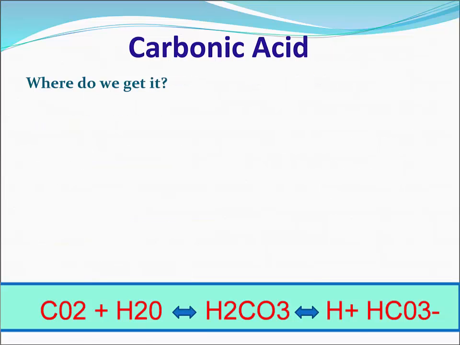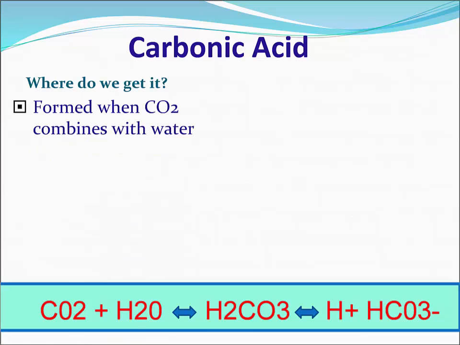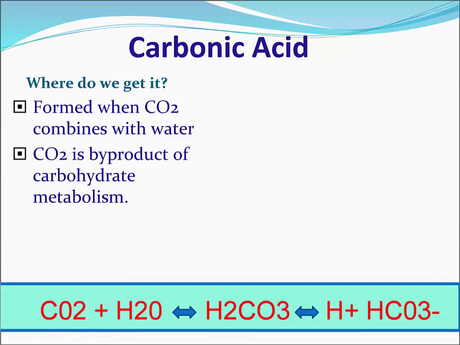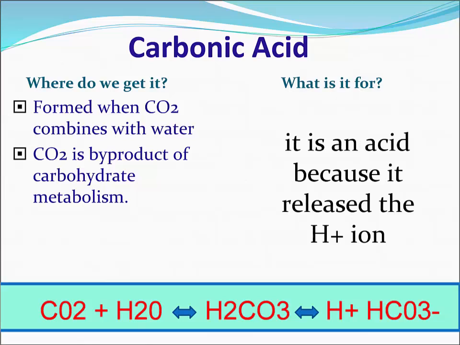Okay, now that we've considered bicarb, let's consider carbonic acid, H2CO3, here in the middle. Well, where do we get it from? Well, you can easily see, looking at this formula, that when carbon dioxide combines with water, carbonic acid is formed. You probably know already that carbon dioxide is actually a byproduct of carbohydrate metabolism, and that is where the carbon dioxide comes from. So what is carbonic acid for? Well, it is an acid, again, because it releases the hydrogen ion, and it's a strong acid.